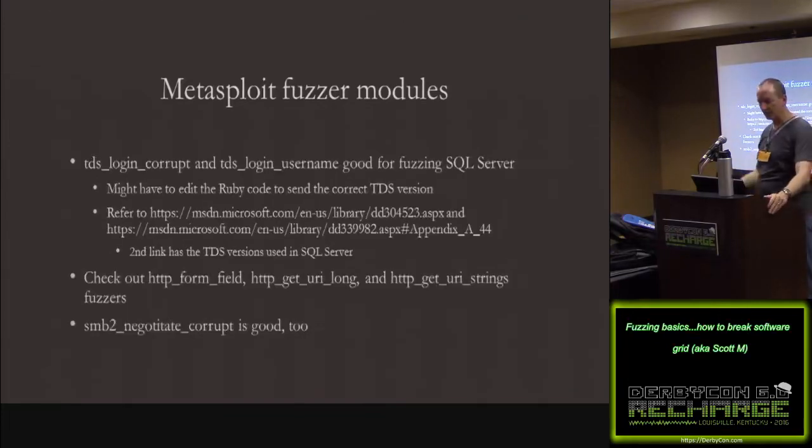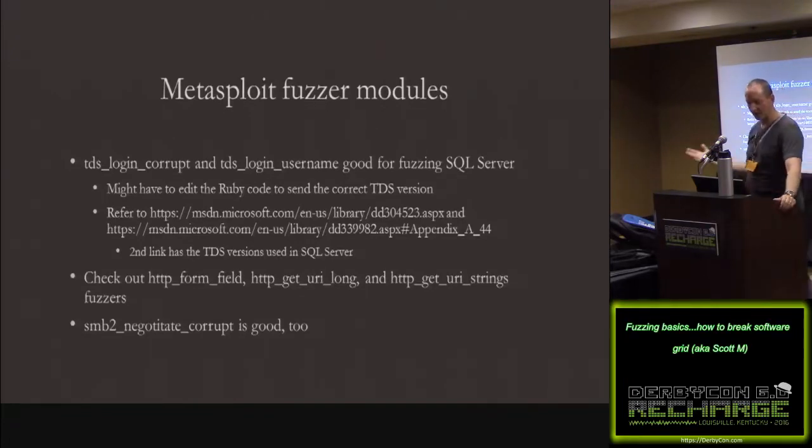The TDS login corrupt and TDS login username are good for fuzzing SQL Server. The code is a bit dated now. You might have to edit it to send the correct TDS version for SQL Server. I think the modules send the TDS version for SQL Server 2000, which hopefully nobody's still running. Would anybody admit to it if they were? I know I wouldn't. But those two links there to Microsoft's website define where the TDS version is and specifically how to structure it, so you can go in and change the Ruby code to point it to the right TDS version.